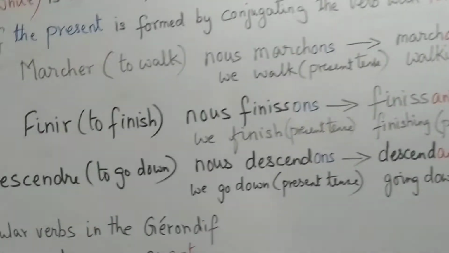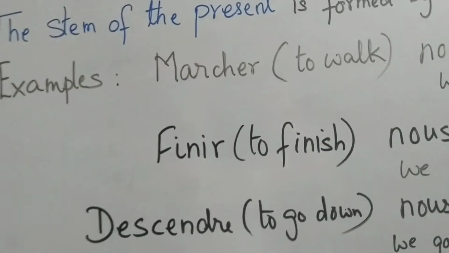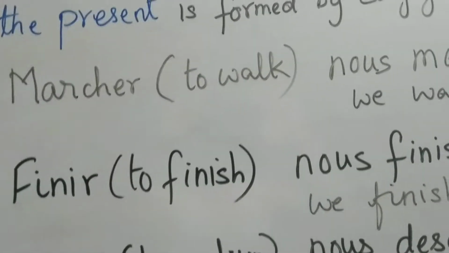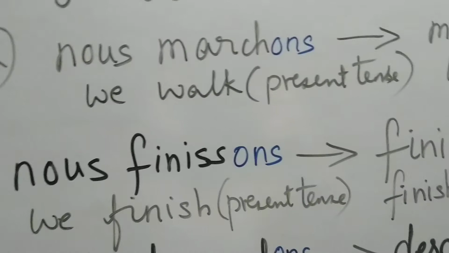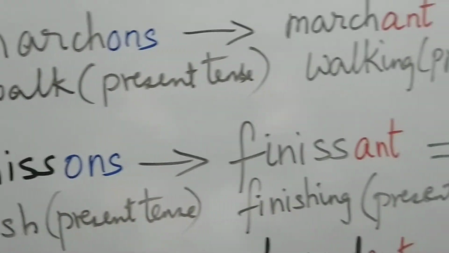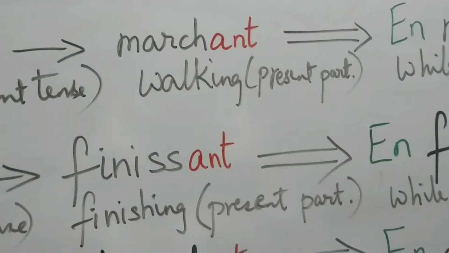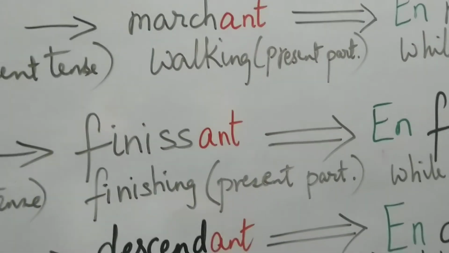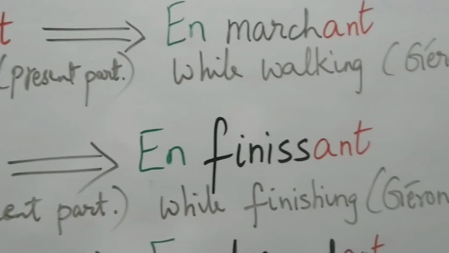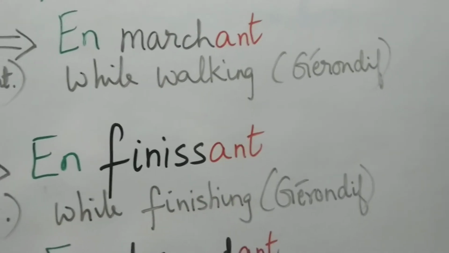Now let us see a few examples. I've taken one from each category of verb. The first verb I've taken is marcher, which means to walk. When you conjugate marcher in the present tense, you will get nous marchons. If you omit the letters in blue, you will get march, and then if you add ant to it, you will get marchant, which means walking. This is the present participle. If you add en before marchant, then you will get the gérondif, which means while walking.